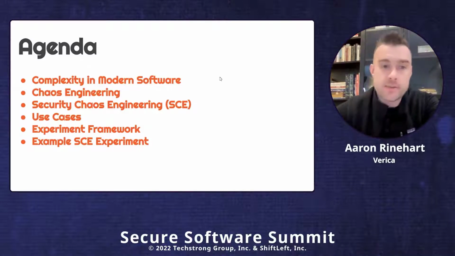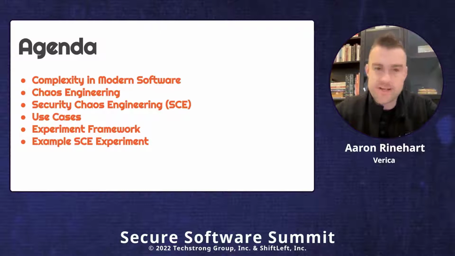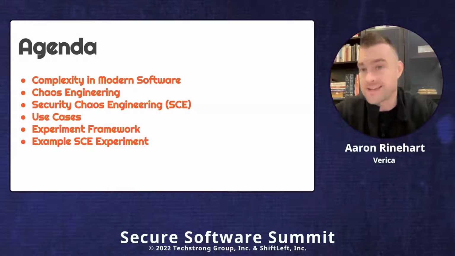So in terms of things we're going to talk about today, I'm going to talk about the nature of complexity in modern software. I'm going to talk about what is this thing called chaos engineering. I'm going to talk about chaos engineering and its applications to cybersecurity as well. I'm going to talk about some use cases you can apply it to. I'm going to walk through a very simple experiment framework for authoring or writing security chaos experiments. I'm going to use an example of that via an open source tool I wrote 4.5 years ago called ChaoSlingr.